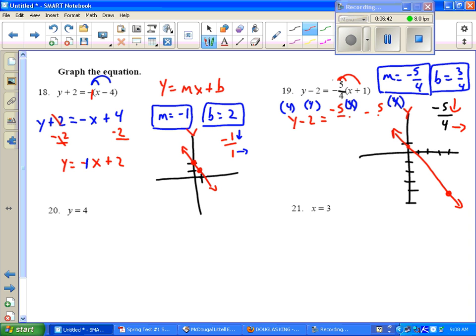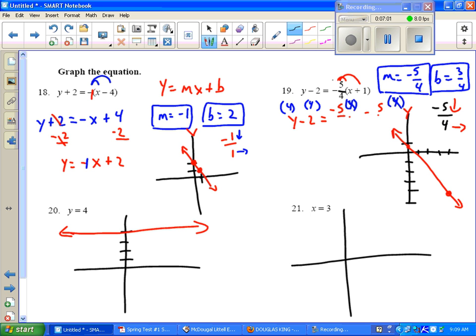Number 20 and 21 are a whole lot quicker to graph. Y's value equals 4. So on your Cartesian plane, where y's value, that's the one going up and down, 1, 2, 3, 4, you want to have a horizontal line going across. So at y equals 4. For x equals 3, where your x value is 1, 2, 3, you want to have a vertical line going up and down for x equals 3. So 20 was horizontal and 21 is vertical.